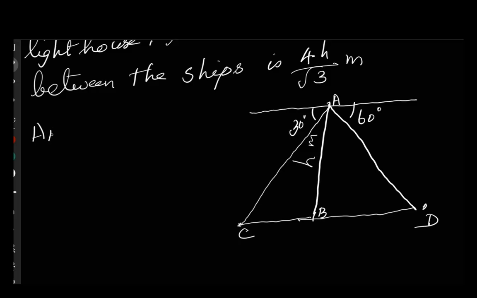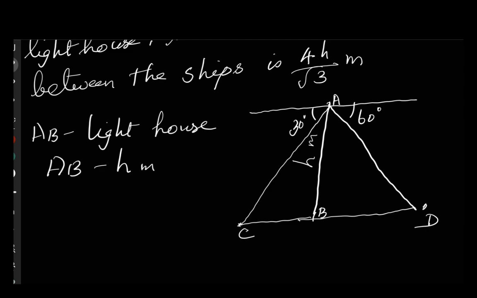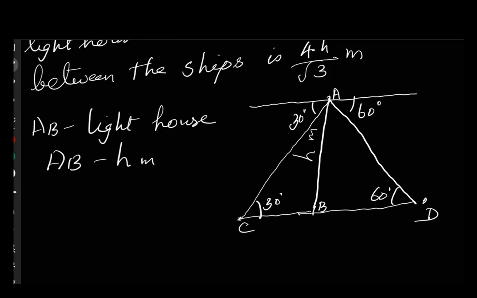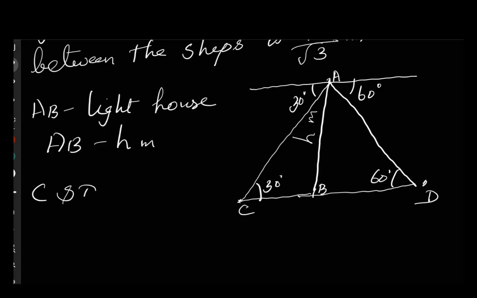So AB is the lighthouse. AB height is given as h meter. See here the normal side, here this is a line of sight. So alternate angles are equal. Here you will get 30 and here you are getting alternate angles are equal, 60 degree. C and D are two ships. So you have to find what is CD, the distance between C and D.